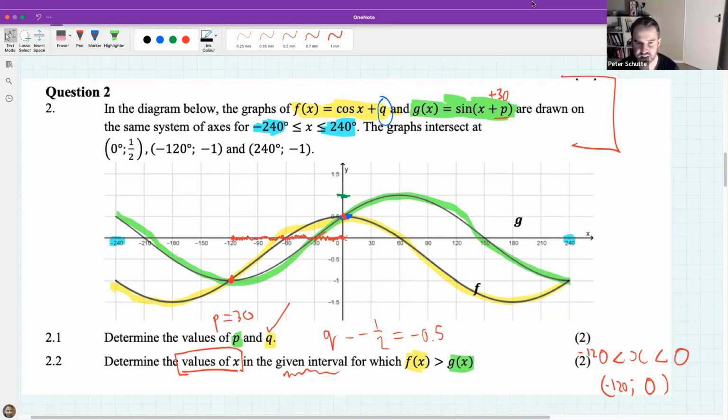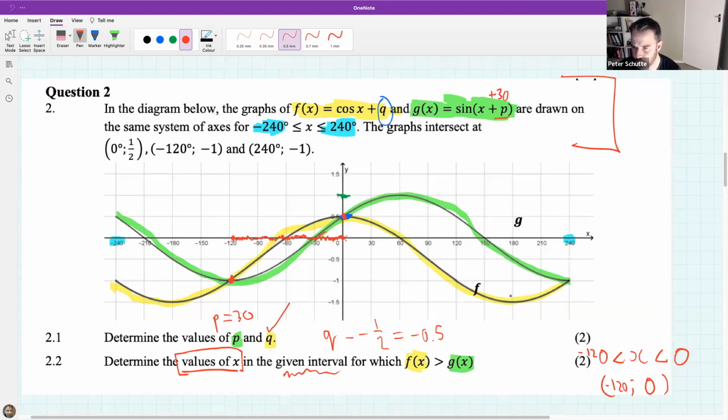So X isn't included. The endpoints aren't included, hey? And so it means that minus 120 is not included and neither is 0. It's only between, because at the endpoints, the two graphs are equal. And I want to know when it's bigger, when that one's bigger than that one.